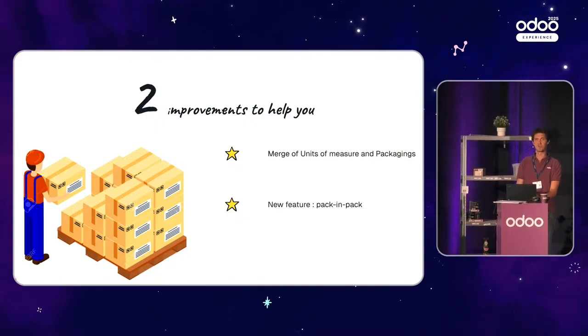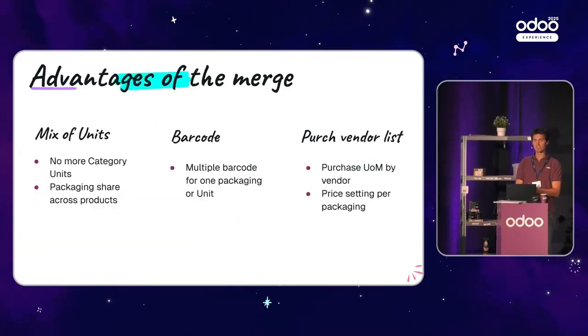First, I will discuss the advantage of the merge in the system. We will see it together just after in the demo, but what's important to know is that now we don't have the category units anymore. For the people that remember, there were some categories of units about the length, about the volume, about the quantity, everything. This does not exist anymore.